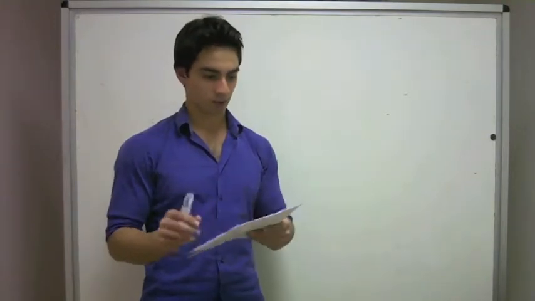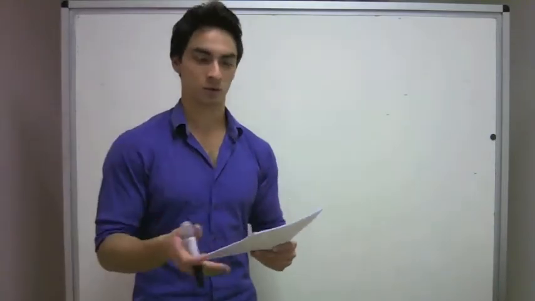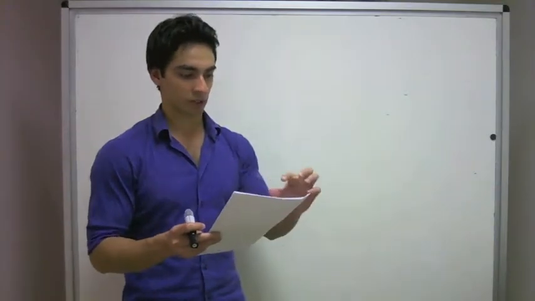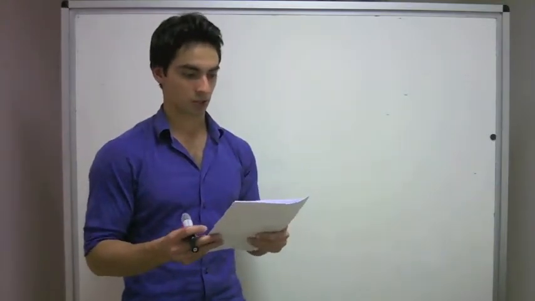Okay, chapter 7 is atomic and nuclear physics. This is basically divided into three portions. First portion is about the atomic and nuclear structure. Second portion is about radioactivity, and the third portion is about nuclear reactions, fission and fusion. Okay, so the first portion, atomic and nuclear structure.